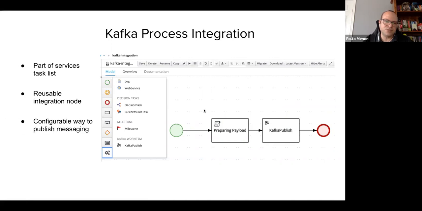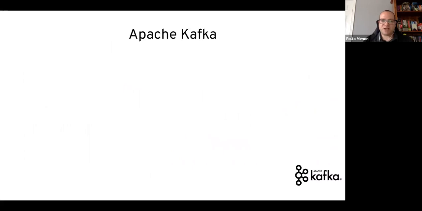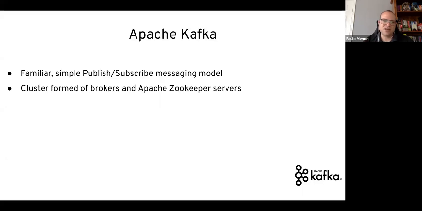Then it's a reusable, integrated node, and it's a configurable way to publish messages on Kafka. And we're going to see it in more detail. So Apache Kafka, if you're not familiar, is a simple publish-subscribe message model. It's a streaming message system, appending information like a centralized log. It's a cluster format of brokers, with an Apache Zookeeper service for authentication.